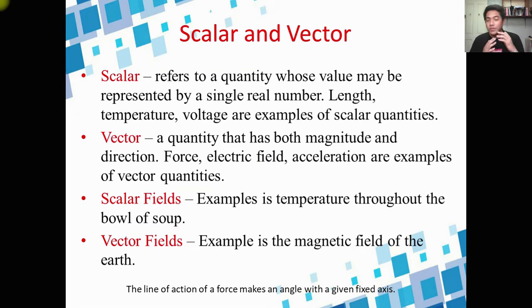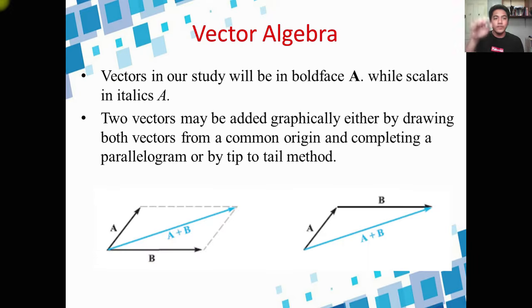But for example, for the magnetic field of the Earth, let's say if we put it into a coordinate system, there is the magnetic field of the Earth. It varies from any point of the coordinate system, as well as, of course, its magnitude and direction. So the magnetic field is an example of a vector field.